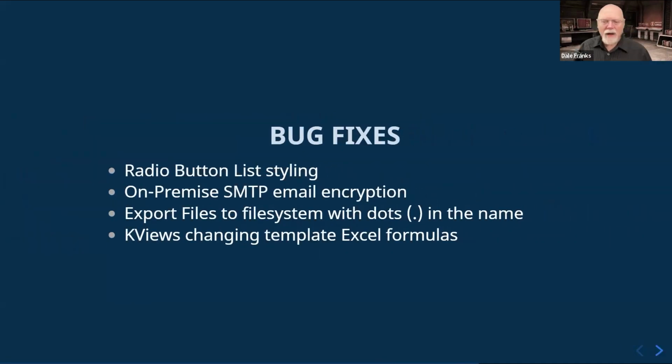Some bug fixes. Again, not too many because we've got this major development effort still ongoing with Microsoft 365, which we've talked about for the last couple of months. Radio button lists. There was a weird little display deal that prevented you from, say, bold facing or italicizing the text that gets displayed in the radio button list. So it was a CSS fix required, fairly minor.